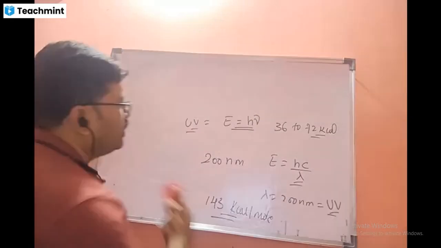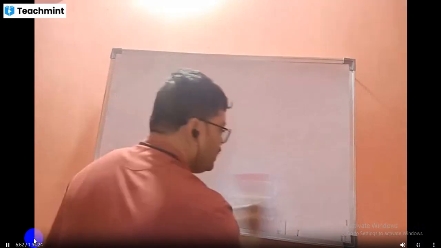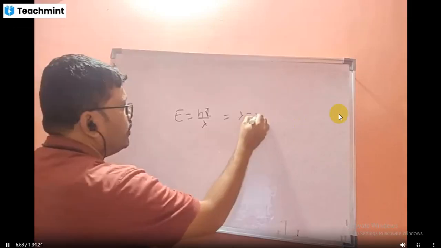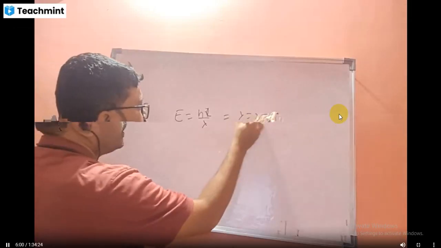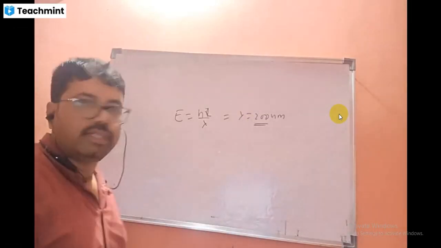First, this is UV radiation. UV radiation, what range does it lie in? Energy E is equal to hc by lambda. Lambda is 200 nanometer. This comes and then it comes under study. Okay? First, how does a sample get observed?